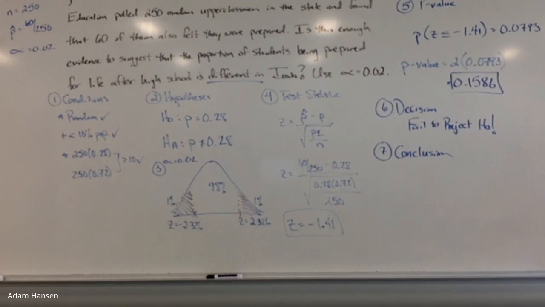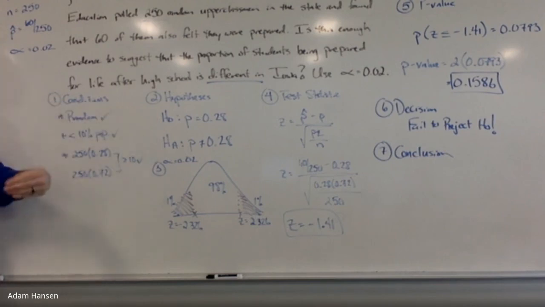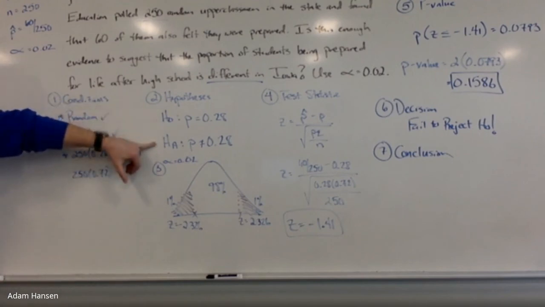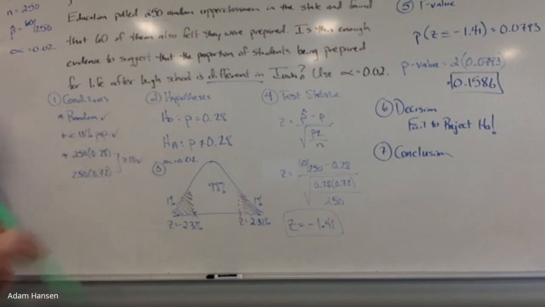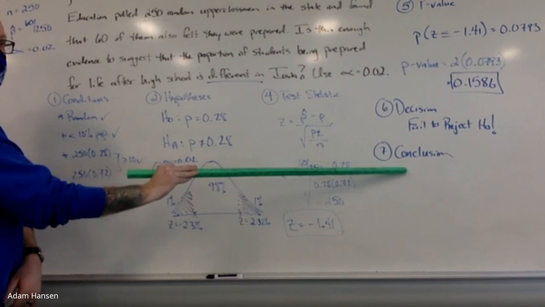We're going to say something similar. Your conclusion shouldn't be that 28% of students in Iowa feel like they're adequately prepared for college. We say we lack the evidence to say that it's different than 28% of students in Iowa who feel like they're prepared for life after high school. I'm not trying to prove the null hypothesis. I'm trying to prove the alternative. I can't do it based off my sample data. So my decision is to fail to reject the null hypothesis, and we lack evidence to say otherwise.